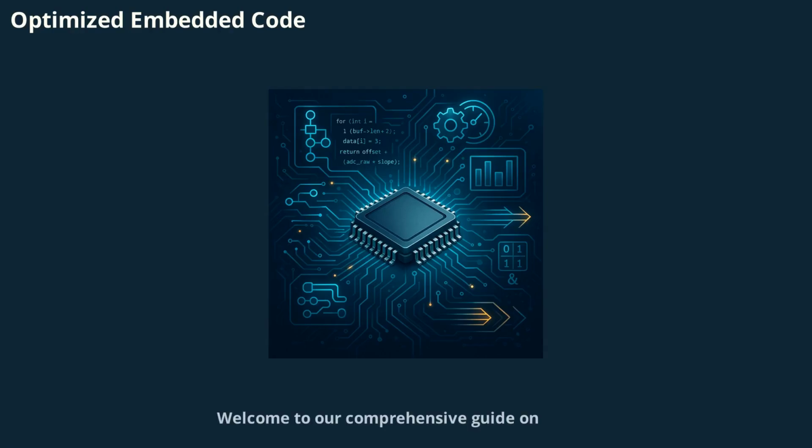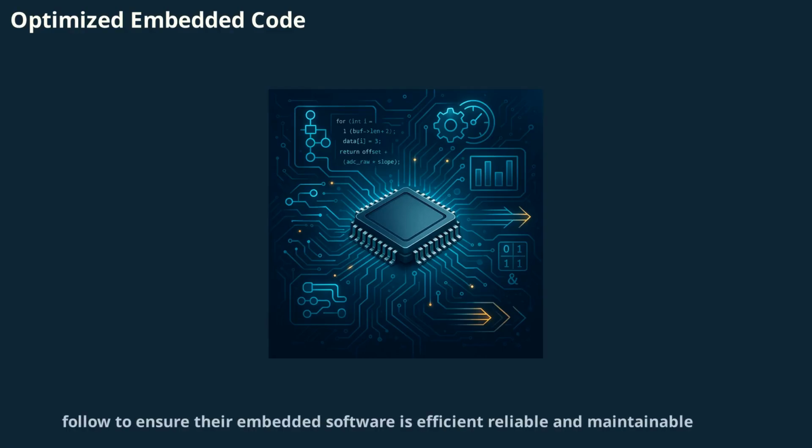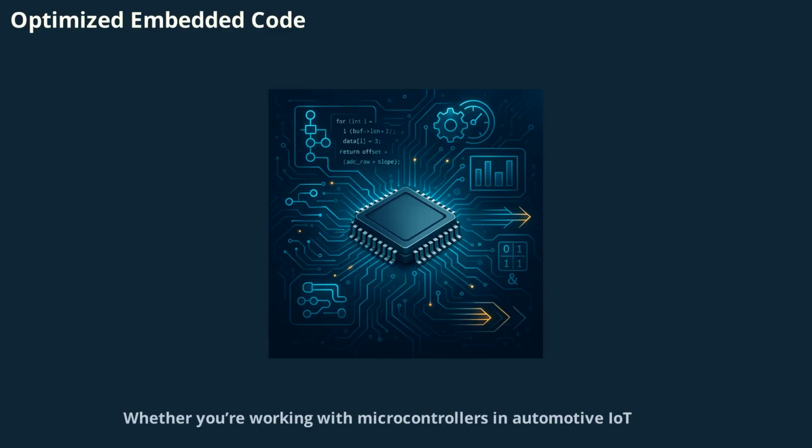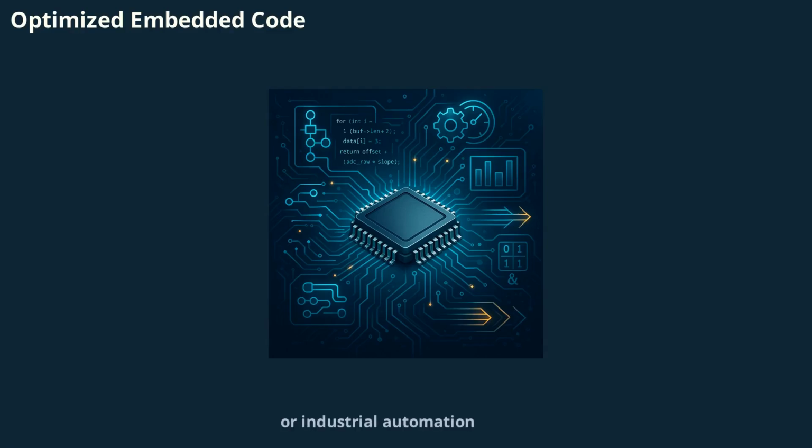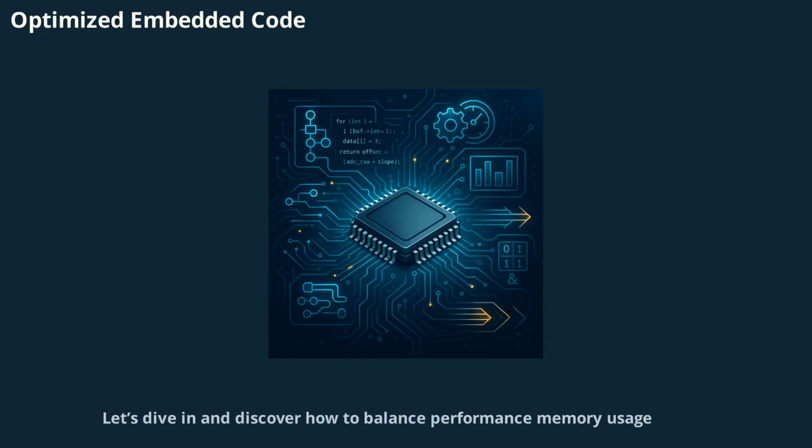Welcome to our comprehensive guide on writing optimized code for embedded systems. In this video, we'll explore the essential rules every engineer should follow to ensure their embedded software is efficient, reliable, and maintainable. Whether you're working with microcontrollers in automotive, IoT, or industrial automation, these principles will help you get the most out of your hardware. Let's dive in and discover how to balance performance, memory usage, and deterministic behavior in your next embedded project.